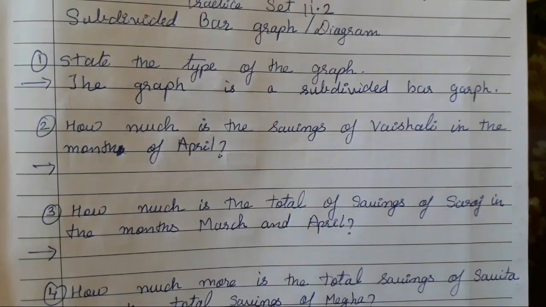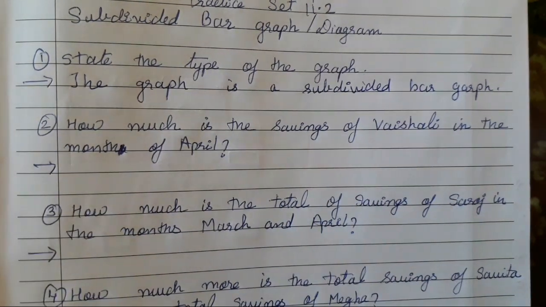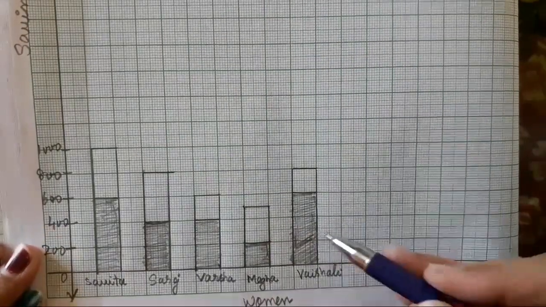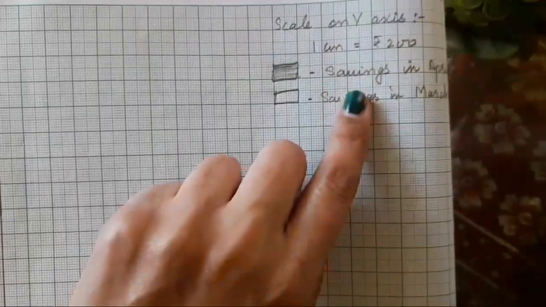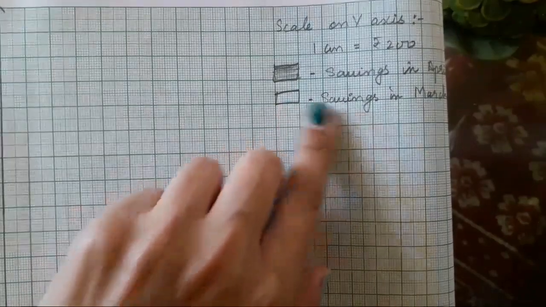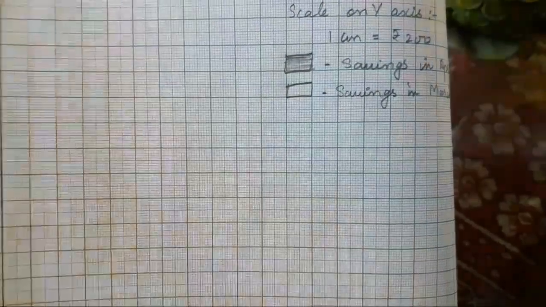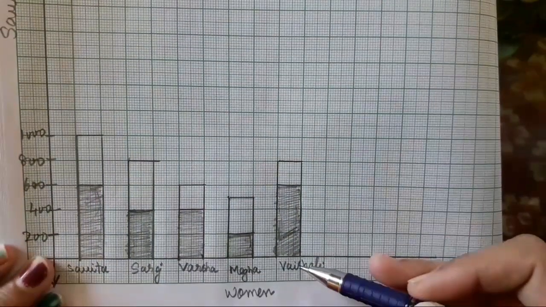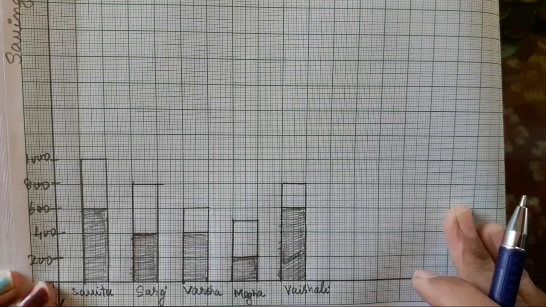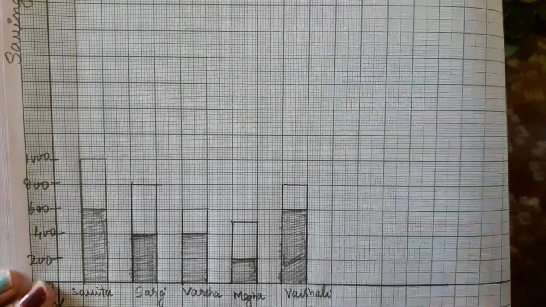Now, how much is the saving of Vaishali in the month of April? For that, we will refer to Vaishali first. See, Vaishali is over here and we have taken the shaded part from the scale as the April month and the unshaded part as the March month. So this is Vaishali, and the question being asked is about the savings: how much is the saving of Vaishali in the month of April?